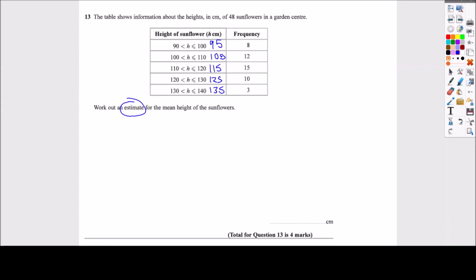Now, from now onwards, we're just going to pretend those are the heights that the sunflowers are exactly. So we're going to pretend we've got 8 sunflowers that are 95 centimetres, 12 that are 105, and so on. So the next thing we do is to cross multiply to work out a total height. So we're going to do 95 times 8, which is 760. 105 times 12, which is 1260.